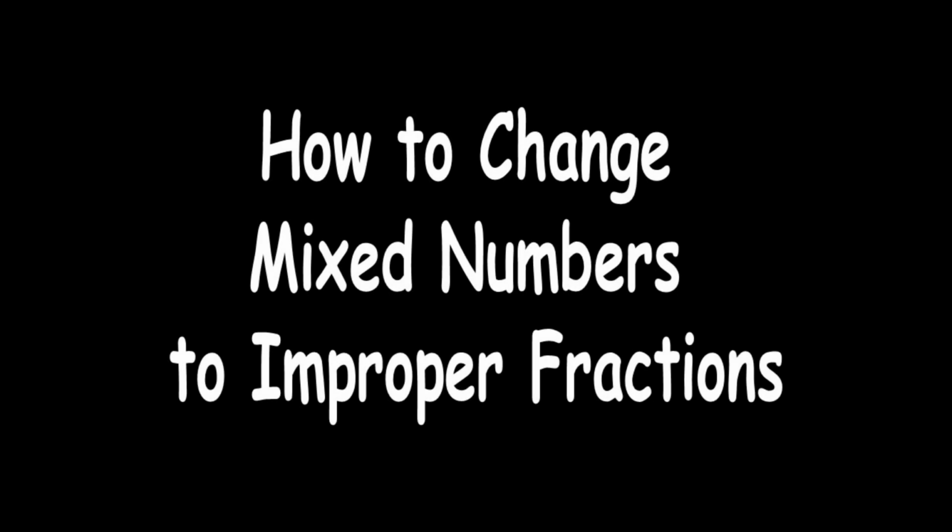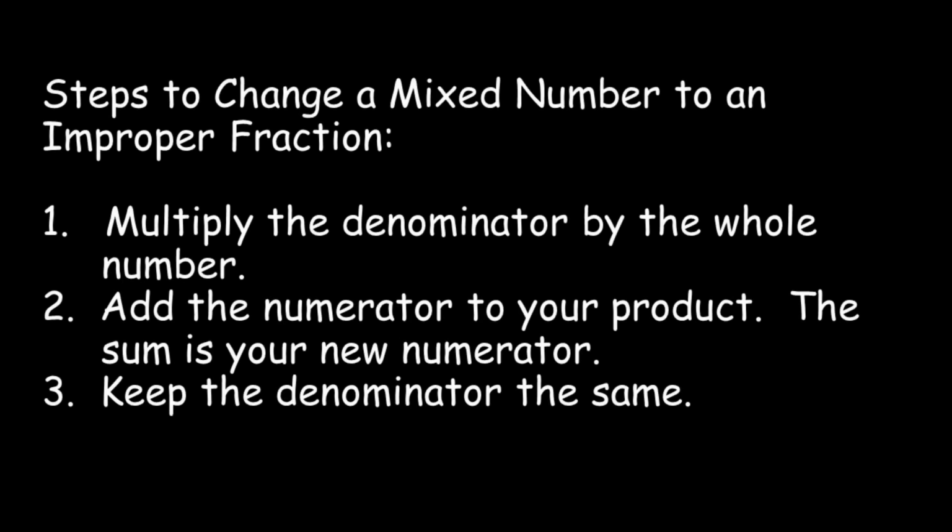In this video, we're going to practice how to change mixed numbers to improper fractions. But first, let's look at our steps. The steps to change a mixed number to an improper fraction are: number 1, we're going to multiply the denominator by our whole number. Step number 2 is we're going to take that product and add the numerator to it. The sum that we get is going to be our new numerator. And number 3, we keep the denominator the same. So let's look at a few practice problems.